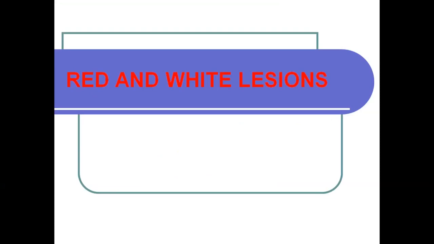Today we have a new topic in oral medicine and radiology, that is red and white lesions. So these are the lesions which are commonly seen in our oral cavity. It could be a white lesion, it could be a red lesion. So there are various categories in both. Some are precancerous lesions, some are non-cancerous lesions.